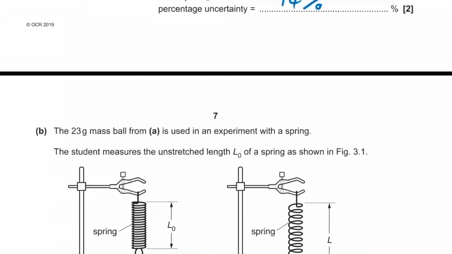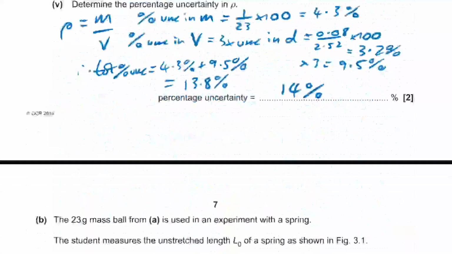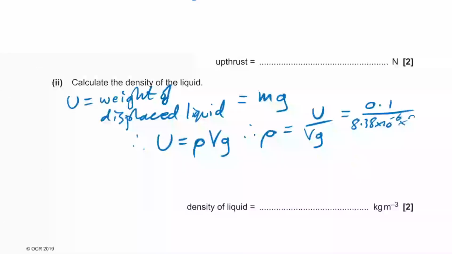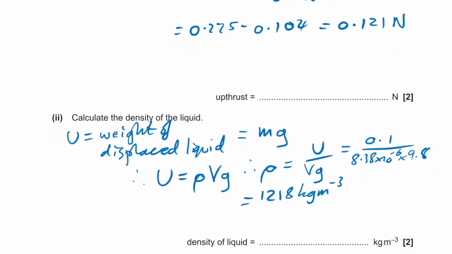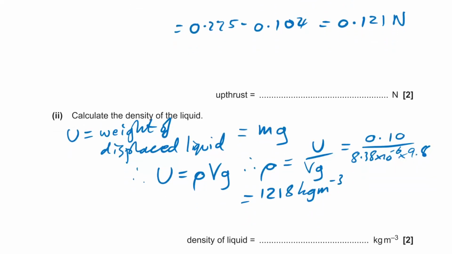What was that from way back? 8.38 times 10 to the minus 6, times 9.8. And it gives you a density of 1,218 kilograms per meter cubed. But we better give our answer to 2 sig figs. We used 2 sig figs, actually basically 1 sig fig, but we're going to put a 0 in there. So we're going to give it to 2 sig figs. So it's 1,200 kilograms per meter cubed.